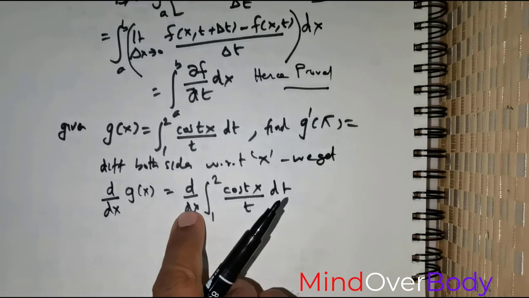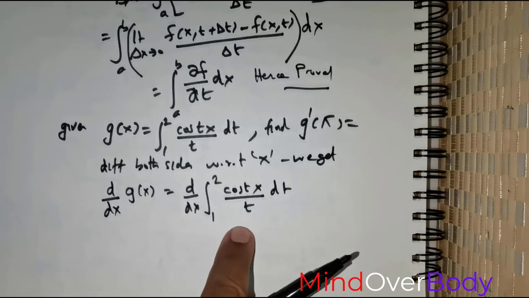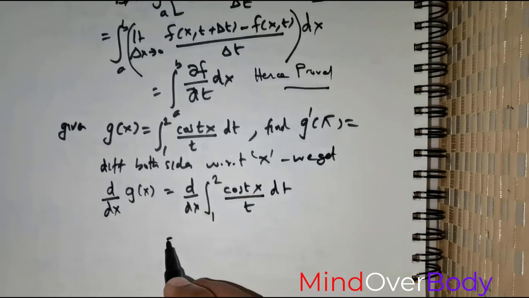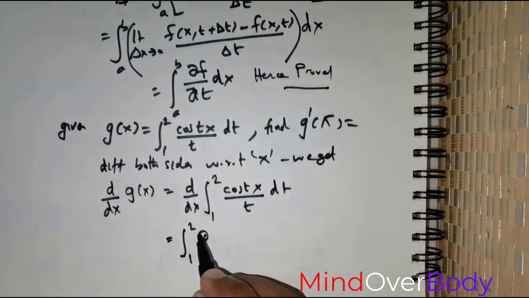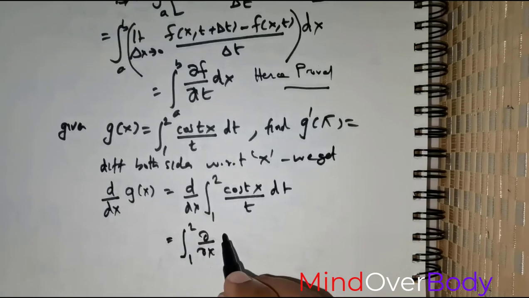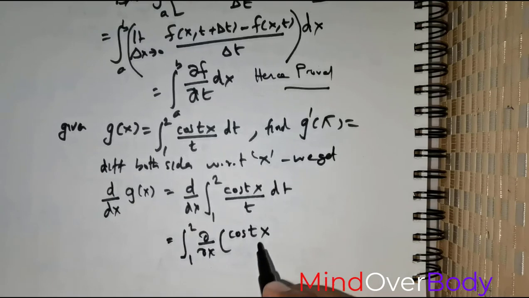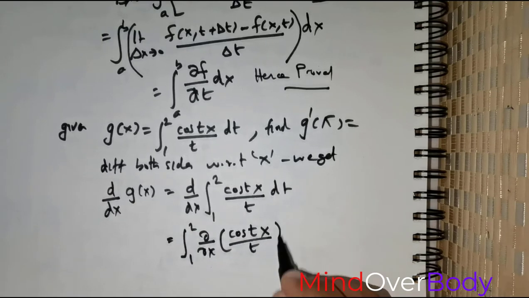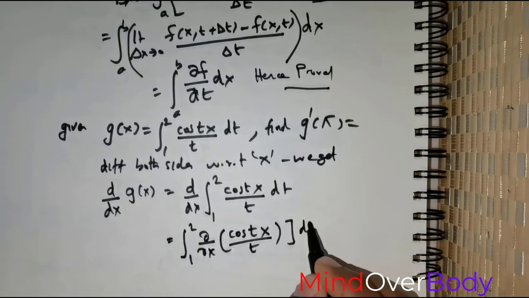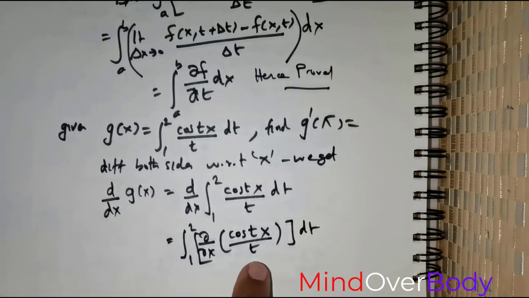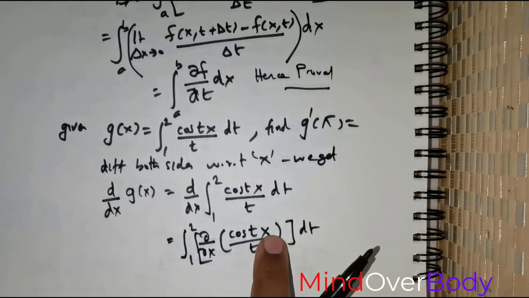By Leibniz rule, if this d over dx goes inside, it becomes partial derivative. So this is equal to integral 1 to 2 of ∂/∂x of cos(tx) divided by t, and you have dt there. Now in this case we have to differentiate with respect to x, keeping t as constant.